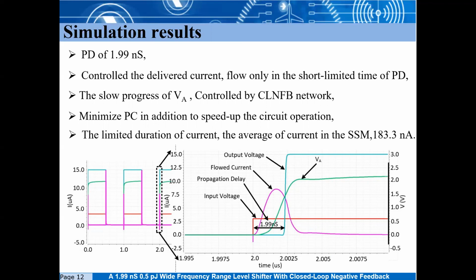In addition, it shows the slow progress of VA that is controlled by the closed-loop negative feedback network, and the output voltage, which is the buffered voltage at VA. Since the duration of the flowing current is limited, the average of the flowing current in the SSM is around 183 nanoampere.